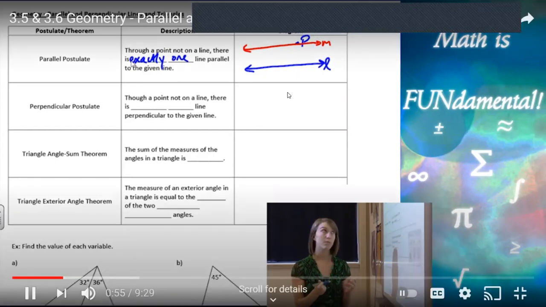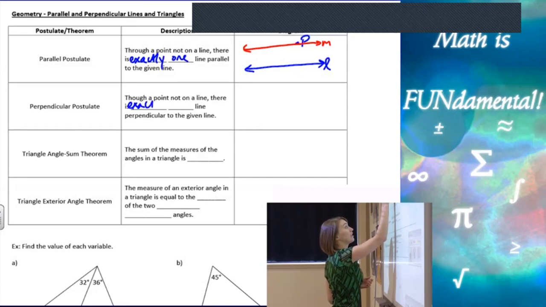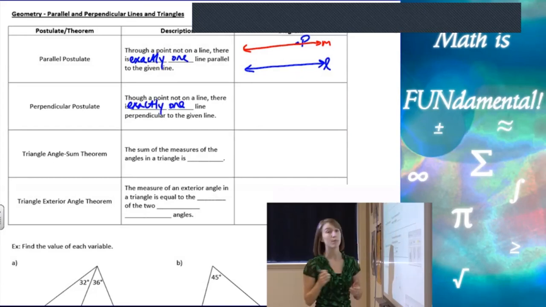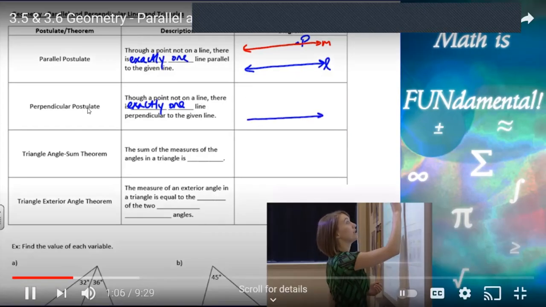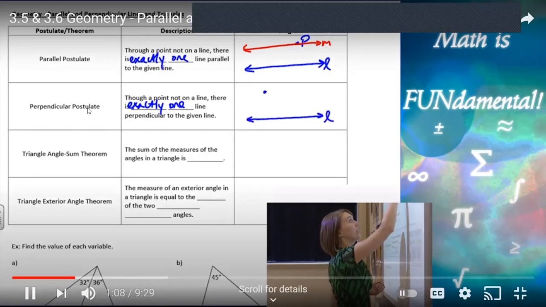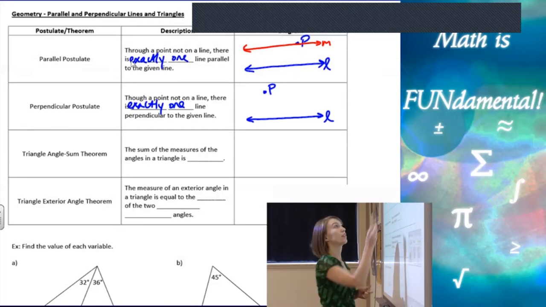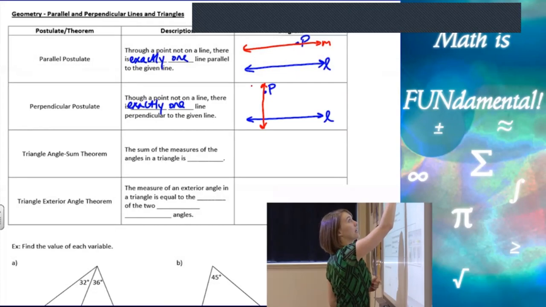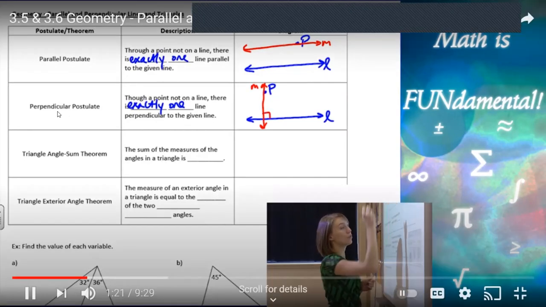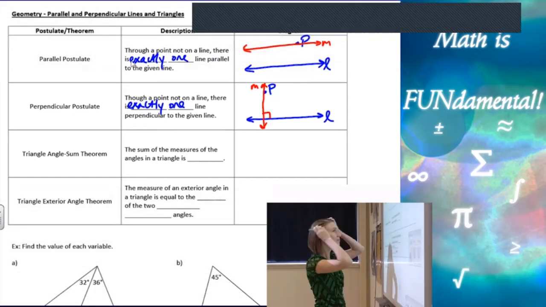Similarly, we have the perpendicular postulate, which says through a point not on a line, there is exactly one line perpendicular to the given line. Again, in a diagram, if I have line L and a point P not on the line L, then there's only one line I can draw through P that's perpendicular to L. In this case, it looks something like that, and we'll make our little perpendicular mark to show that it's 90 degrees, that it's perpendicular.